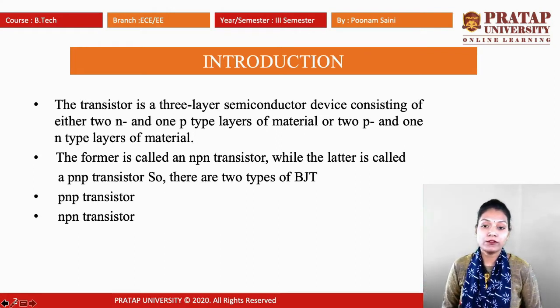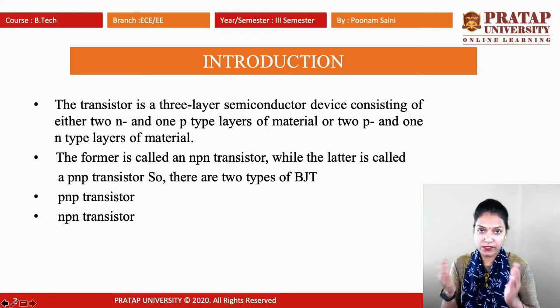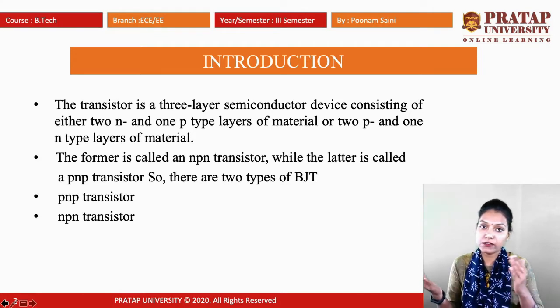So this is the common difference between an NPN and PNP. The former is called an NPN transistor, while the latter is called the PNP transistor. So there are two types of BJT. First is PNP transistor and second is NPN transistor. In a PNP transistor, the two P layers are on one side and the other side, and the N layer is sandwiched between the two P layers, and in NPN, the P layer is sandwiched between the two N layers. So this is the NPN and this is the PNP transistor.